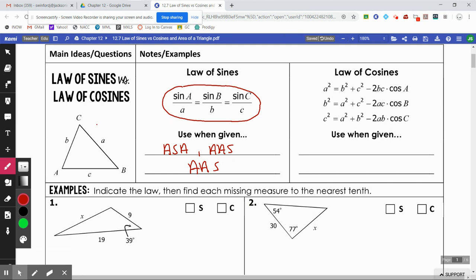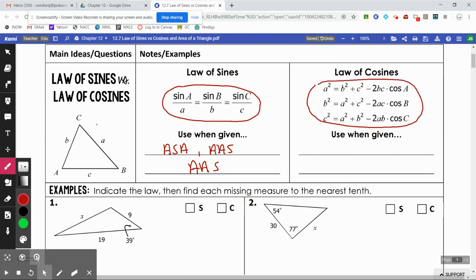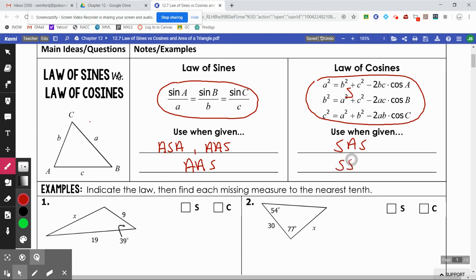Now, law of cosines, a reminder what the law of cosines looks like from the previous lessons. Law of cosines is used when given side, angle, side, or if you're ever given all three sides. That's when you can use your law of cosines.